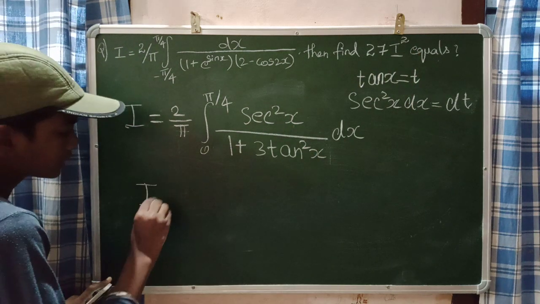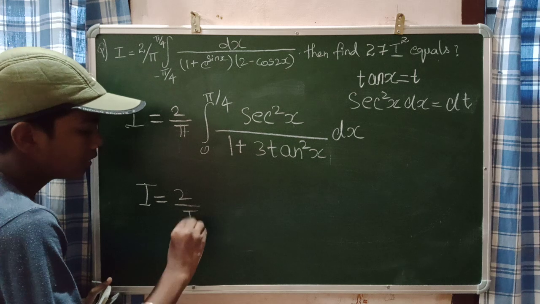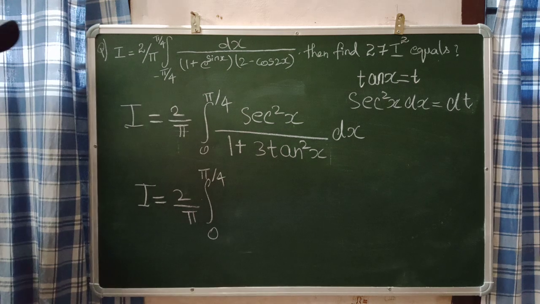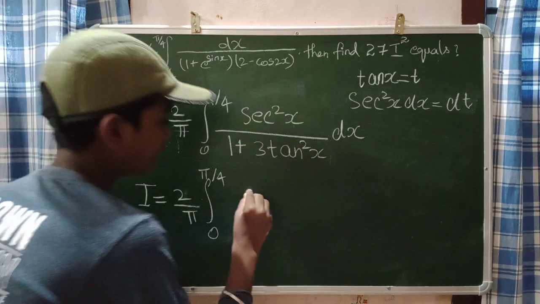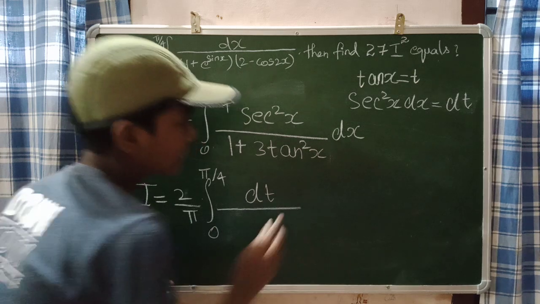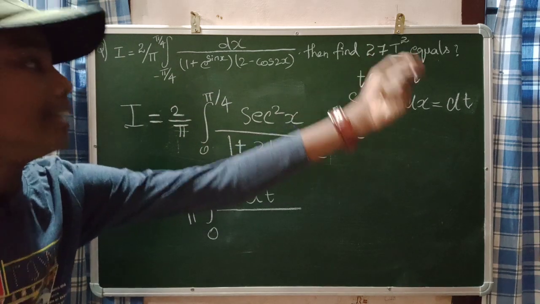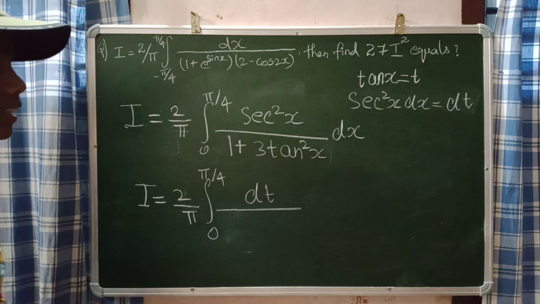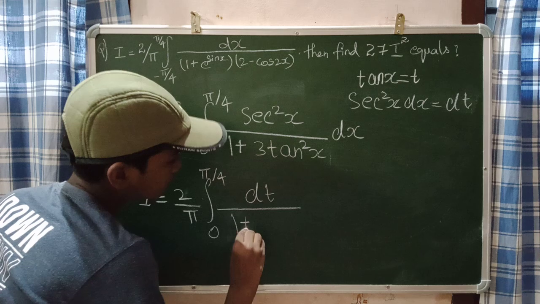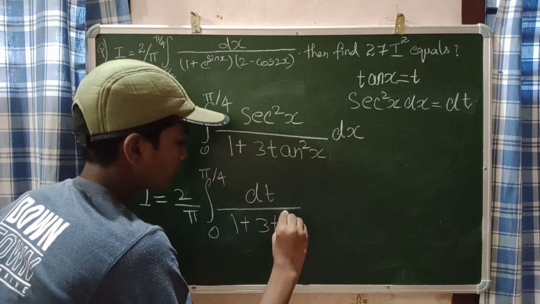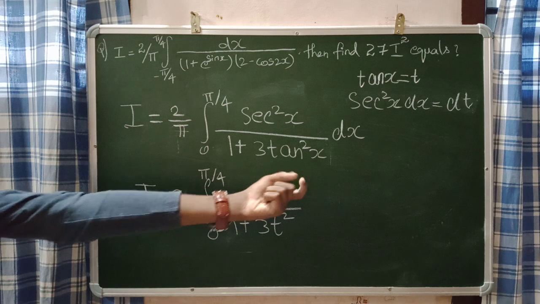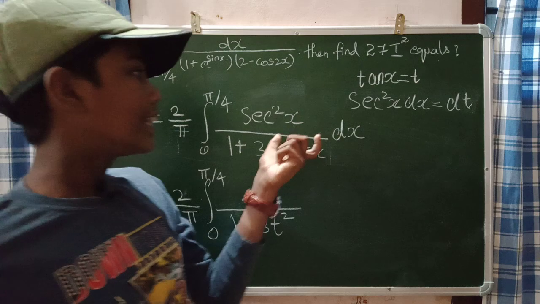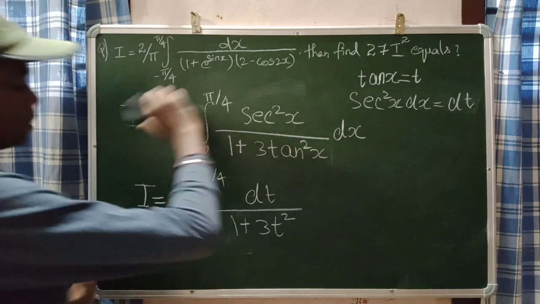When I put those values, you will get I equal to 2 by pi into the integral from 0 to pi by 4. Then secant square x dx will be nothing but dt. So I can put this value as dt. The denominator will be 1 plus 3t square, because 3 into tan square x, and if tan x is t, then tan square x will be t square. That's obvious. The numerator will be dt, because you have the secant square x dx form. Now I will rub this.